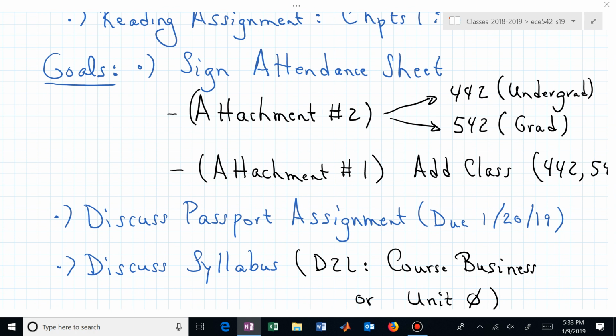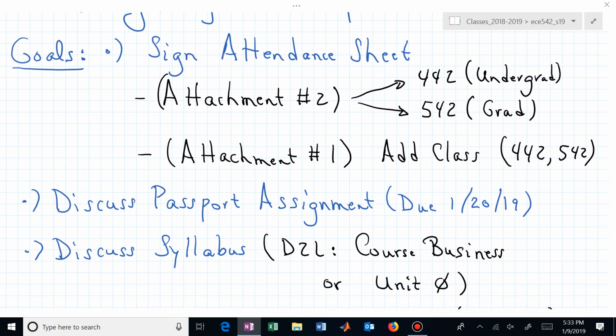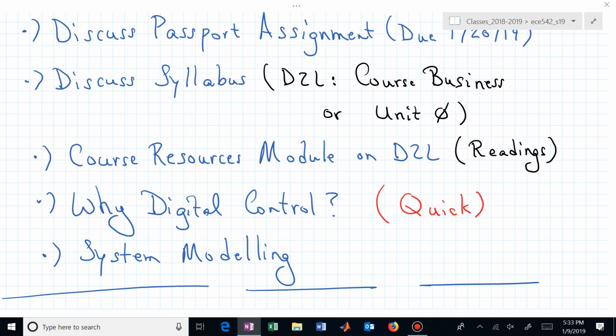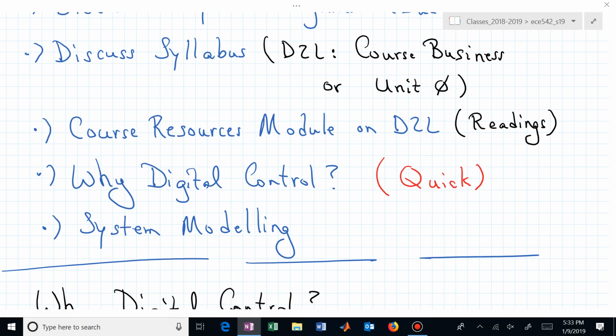As I said, here are some of the tasks we want to do today. Sign one of the sheets that's floating around as we're talking. One you probably want to sign is attachment number 2, which is the class attendance. We want to talk about the passport assignment and look at the syllabus, which is actually located in a couple of places on D2L, either in Course Business or Unit 0. Course Resources has a lot of material.